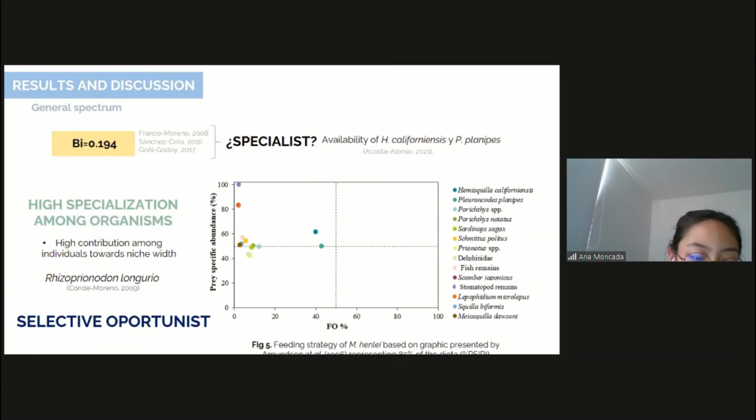A low value of Levin's index was found, which classified Mustelus henlei as a specialist predator, coinciding with what was found by multiple authors. However, the specialist classification may be a consequence of the high availability of Hemisquilla californiensis and Pleuroncodes planipes in the sampling area, as a large number of individuals fed on them in high proportions. Therefore, it could be established that Mustelus henlei is more of an opportunistic predator, even a selective opportunistic one. And the graphic analysis showed exactly this: a high specialization between individuals, indicating a high contribution of between-individual variation to the width of the niche.